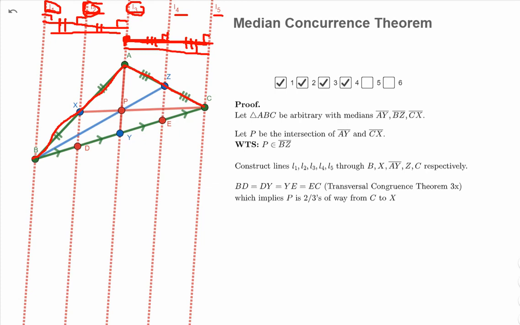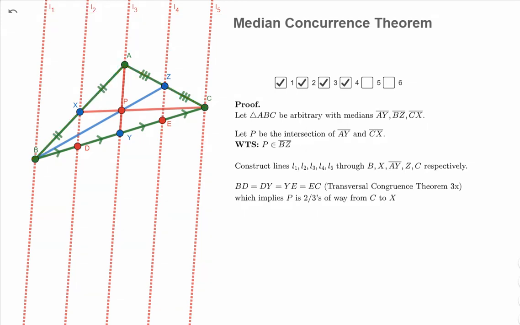Let me clear out this drawing again. Right, how do I know that if I find the distance between a point on L3 and L5, and if I find the distance between a point on L1 and L3, how do I know that these distances are congruent? These distances are equal. Well, it comes from this side of the triangle BC.